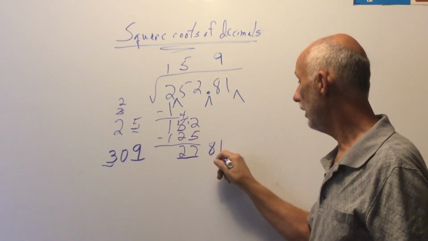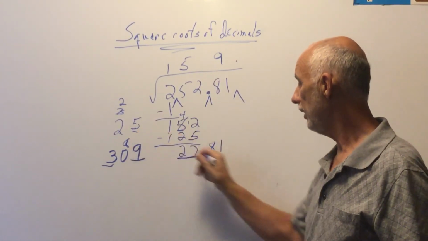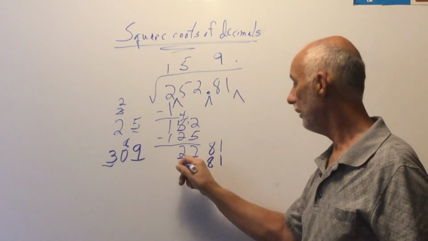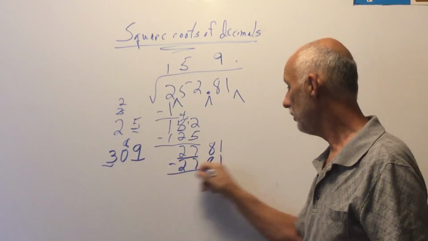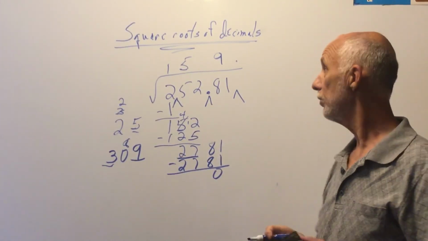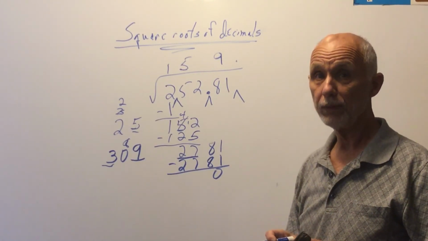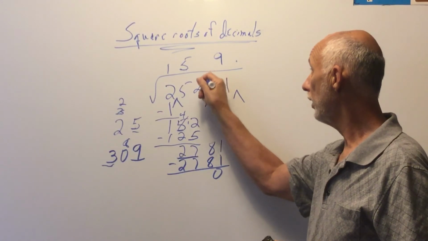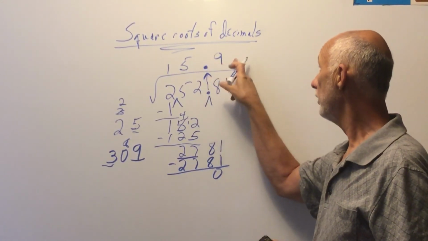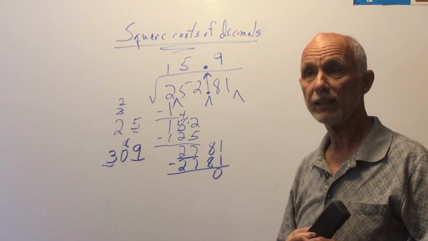9 times 9 is 81, carry your 8. 9 times 0 is 0, and 8 is 8. And 9 times 3 is 27. And once again, I know I did it right because my remainder is 0. But my answer is not 159, because what did I forget to do? I forgot to bring the decimal straight up in my answer. So the answer is not 159, the answer is 15 and 9/10.